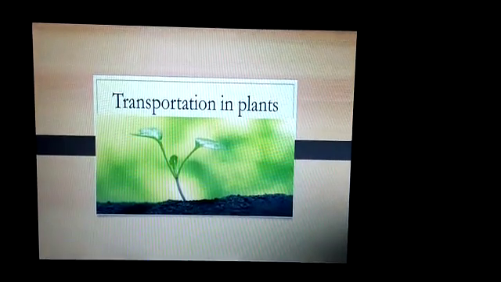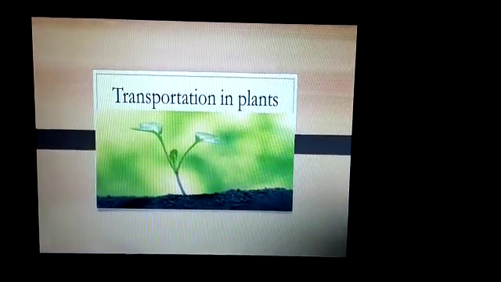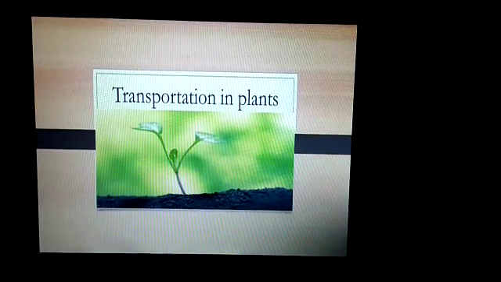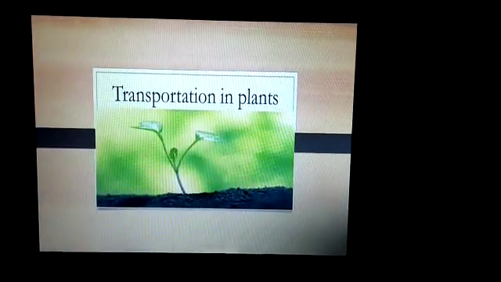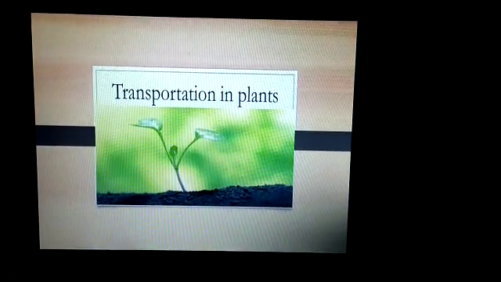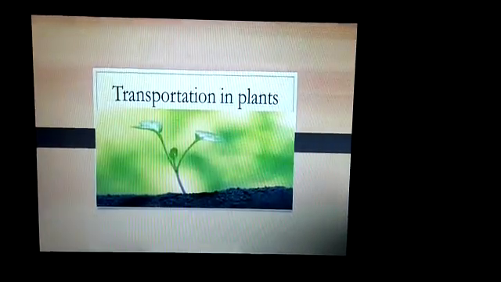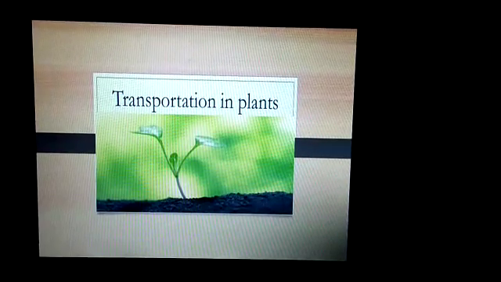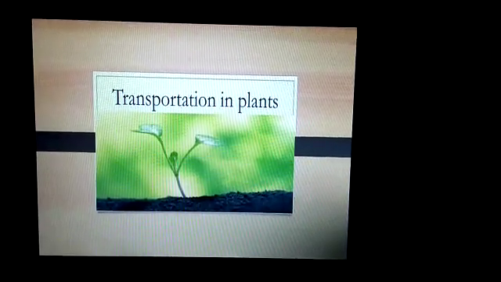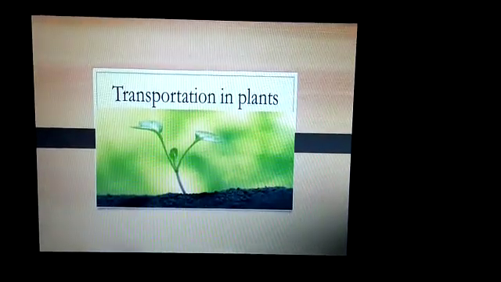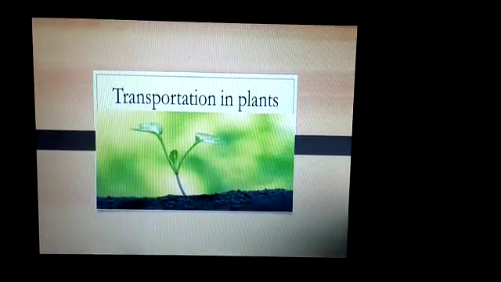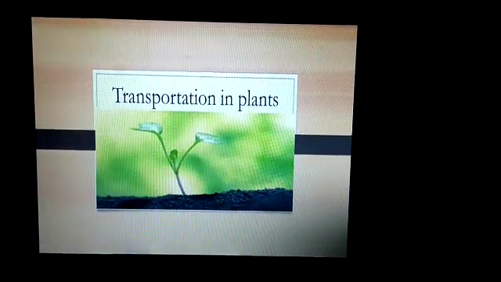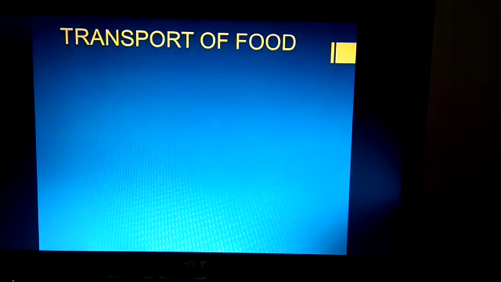In the previous class, you studied conducting tissues, that is xylem and phloem. You know the function of xylem cells is the absorption of water and minerals from the soil, and phloem cells transport food which is prepared in the leaves. Now let's see about the transport of food.